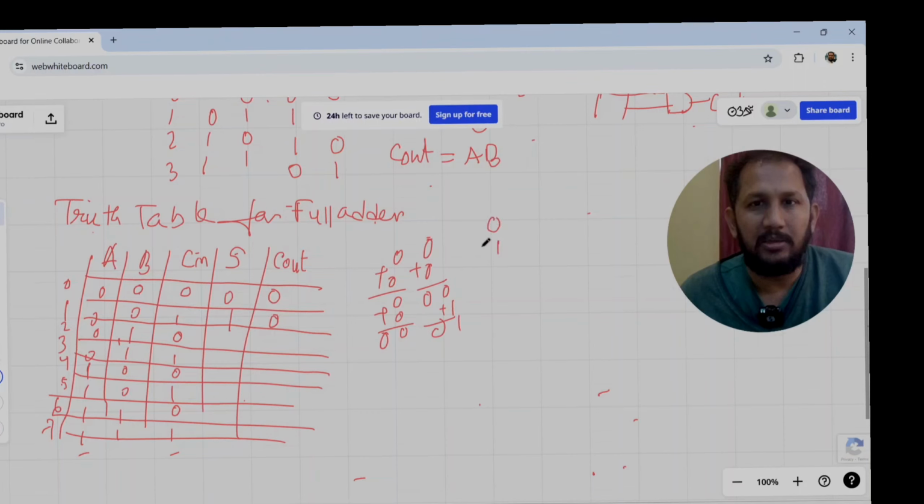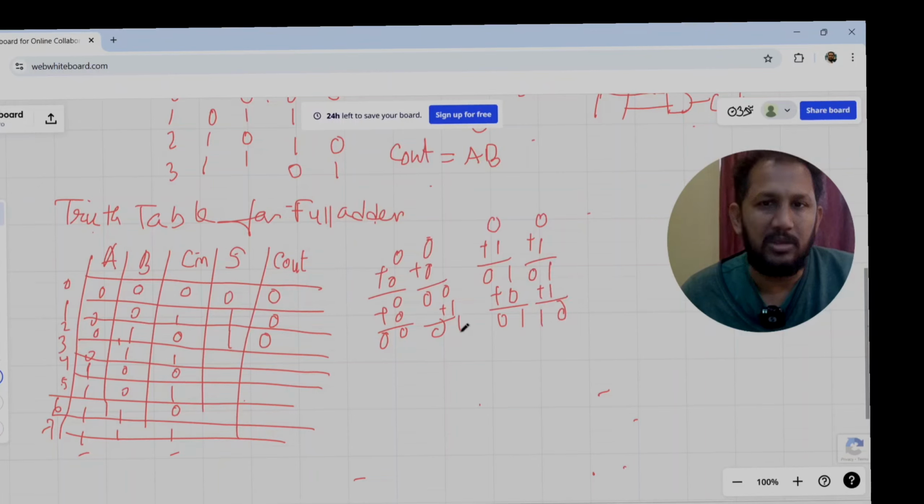The next one is 0, 1, 0. 0 plus 1, sum is 1. There is no carry. Then next 0, 1, 1: 0 plus 1 is 1, there is no carry, then 1 is added. 1 plus 1 is 0, carry is 1. Next 1, 0, 0: 1 plus 0, sum is 1. There is no carry. The next 0 is added, 0 plus 1 is 1. There is no carry. Sum is 1, carry is 0.